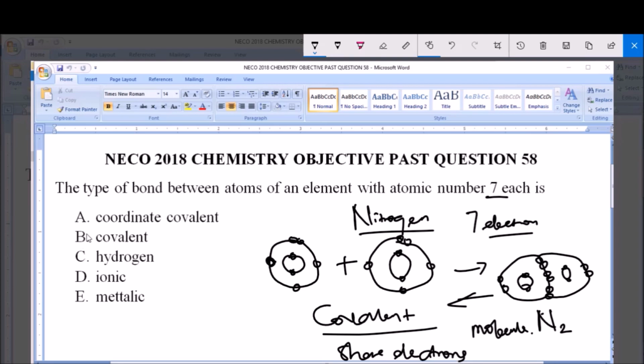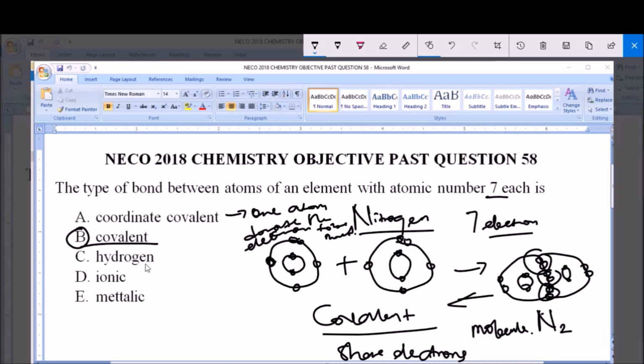So that is option B. Now in terms of coordinate covalent bonding, only one atom donates the electrons to be shared. But for covalent bonding, you can see that both atoms donated the electrons. This donated one, they shared it, which is this. This donated one, they shared it, which is this. And this last one donated it, which is this. So you can see that is covalent bonding.